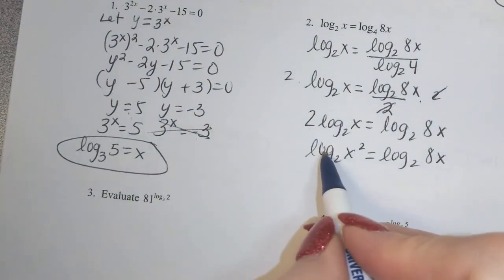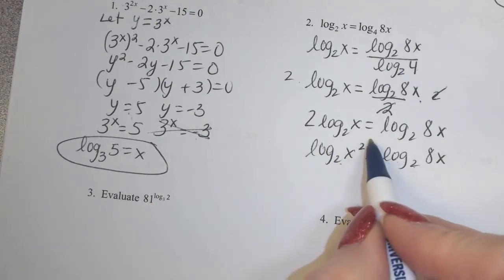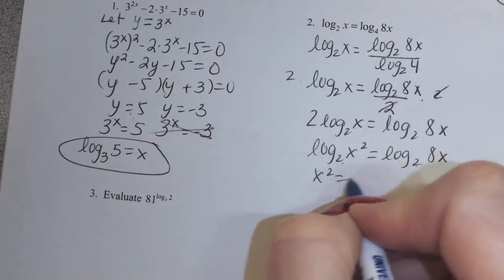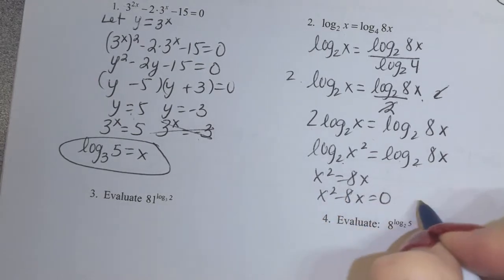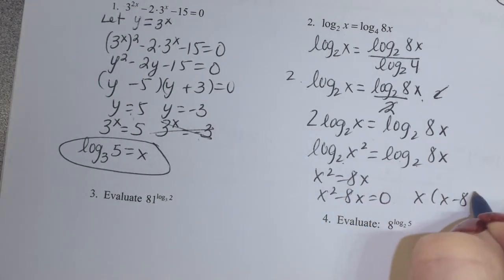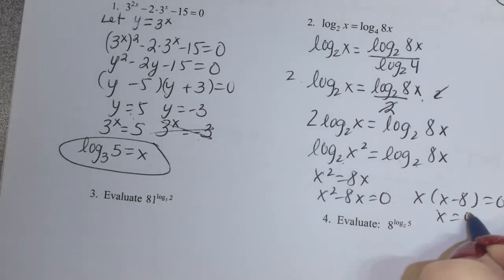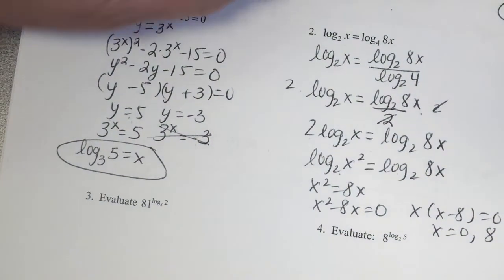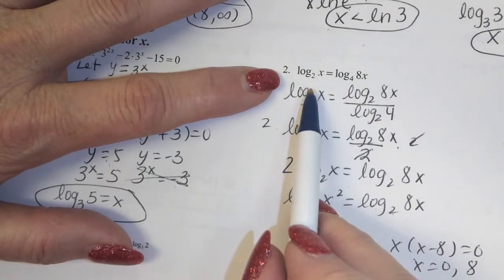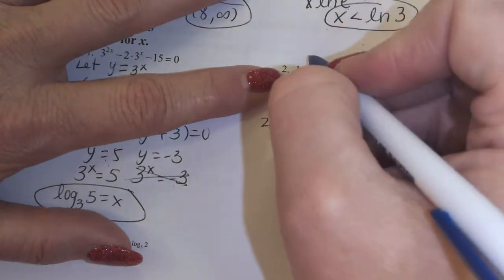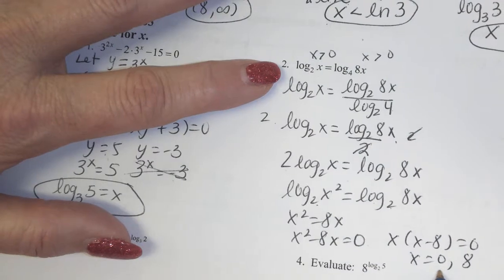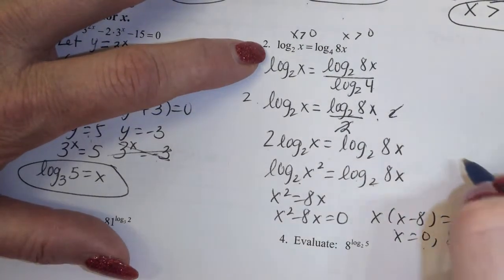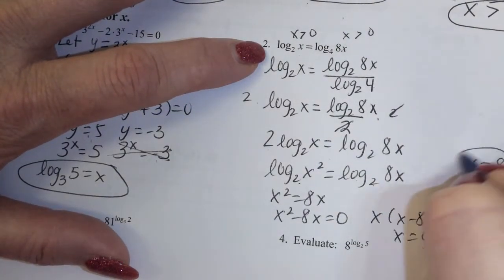Well, I finally have log base 2 and log base 2. So therefore, x squared would have to equal 8x. So x squared minus 8x has to be 0. Factor out an x. So x has to be 0 or x has to be 8. I'm going to see which one makes sense. Well, way back here at the beginning, x must be greater than 0 on both of these. It's not allowed to equal 0, so my only solution then is going to be x equals 8.